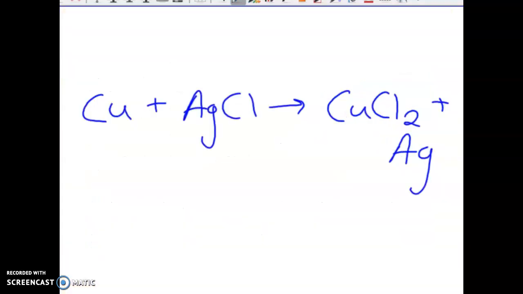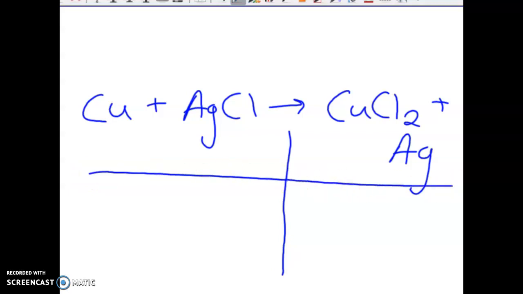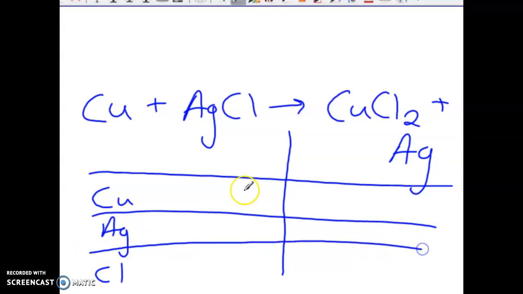Okay, so let's start taking a look. Here we have a simple reaction just to start us off. We have copper and silver chloride, producing copper(II) chloride and silver. This is what I mean by a chemical inventory. We have copper, silver, and chlorine, and we're going to count how many we have of each on either side.